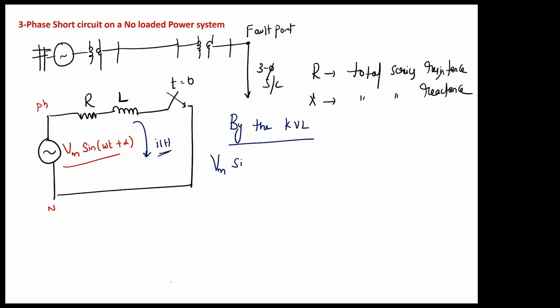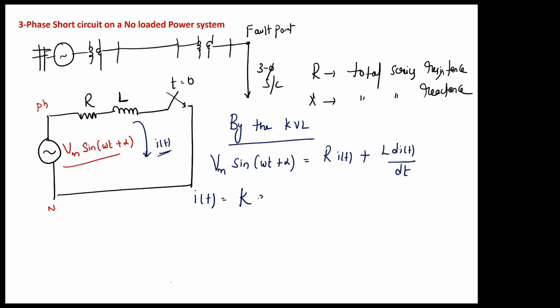Vm sin(ωt + α) = R·i(t) + L·di(t)/dt. It is a first order non-homogeneous differential equation. For this, what is the solution? i(t) is the solution. If you find out i(t), it has two components.